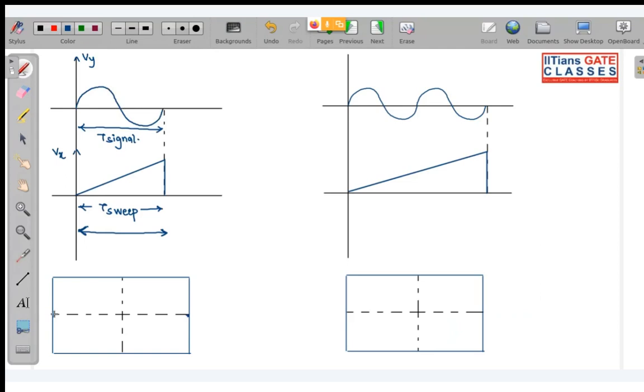So on your screen, you will get to see something like this. Okay, you will get something like this. Tell me, is this clear or not? Is this clear? Okay, so you can see as time period of signal is equal to time period of sweep, the number of cycles displayed on the screen is the same, one.